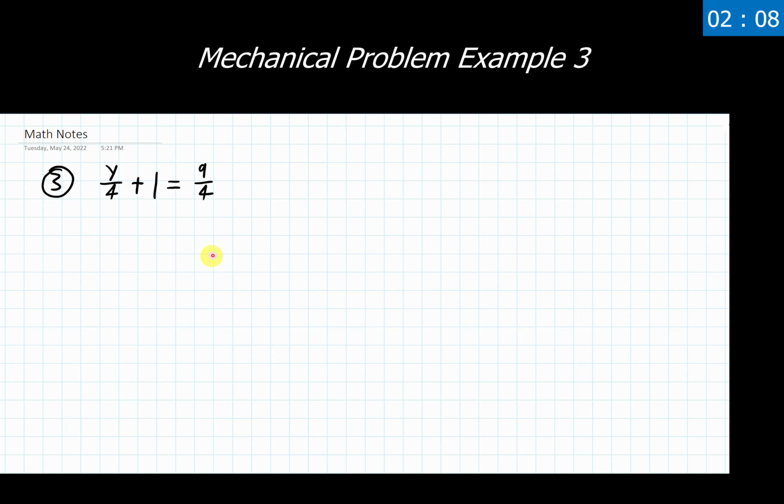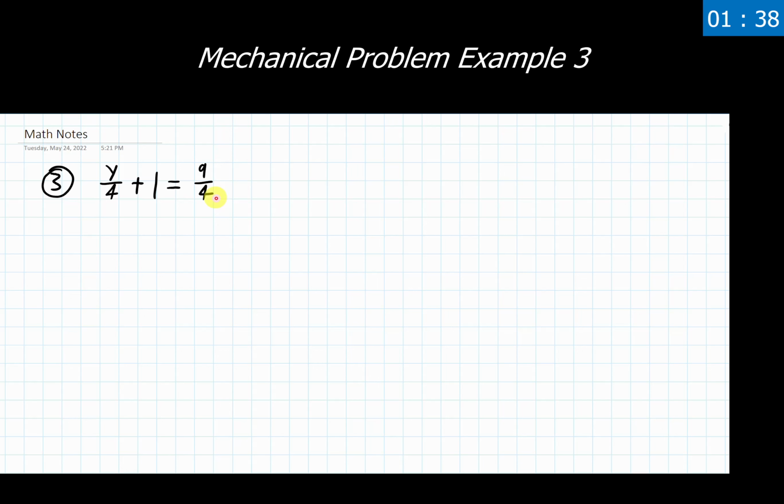So we have to figure out if there's a different strategy or some way that we could rewrite this problem to get it into a form where we could find our final answer. As we're looking at this, let's notice that I have a plus 1 here, so I'm probably going to have to do something with this. The fraction on the other side, this 9/4, well, that's just a number. There's no variable attached to it.